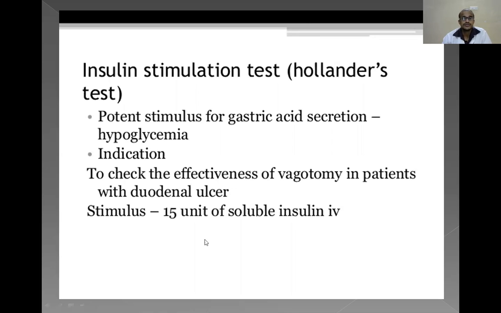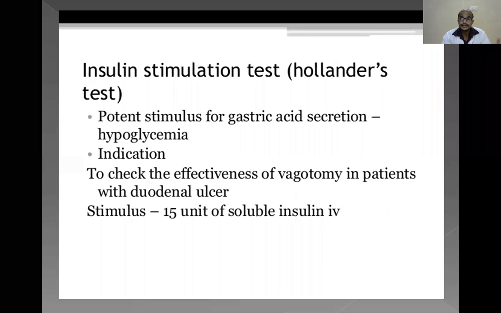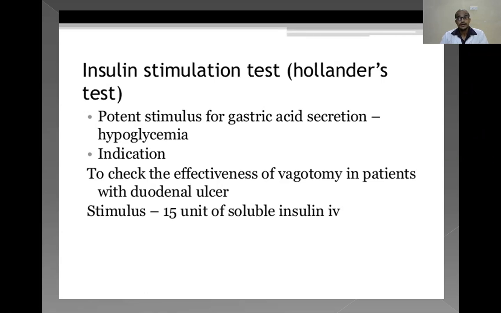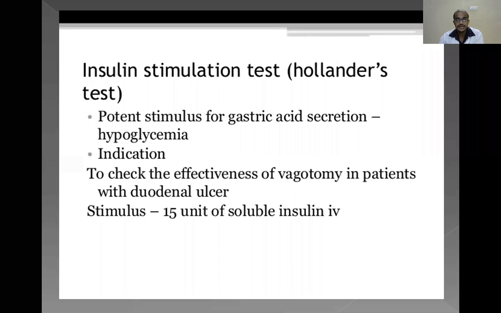15 units of soluble insulin can be given as the stimulus. So this is also a gastric stimulation test, which is done most commonly in case of vagotomy to check whether it is complete or not.